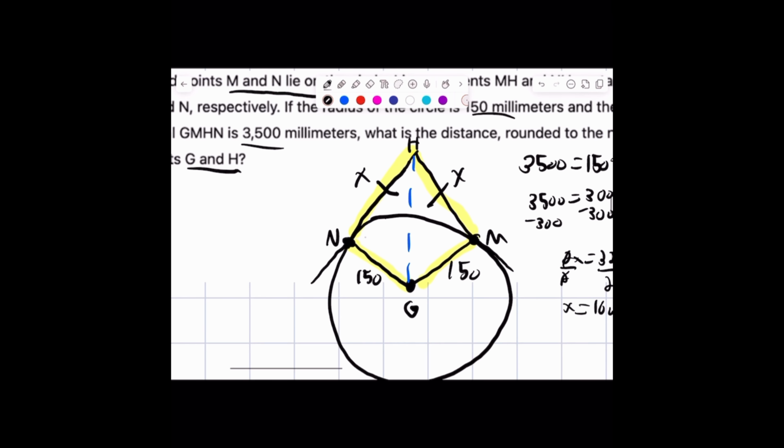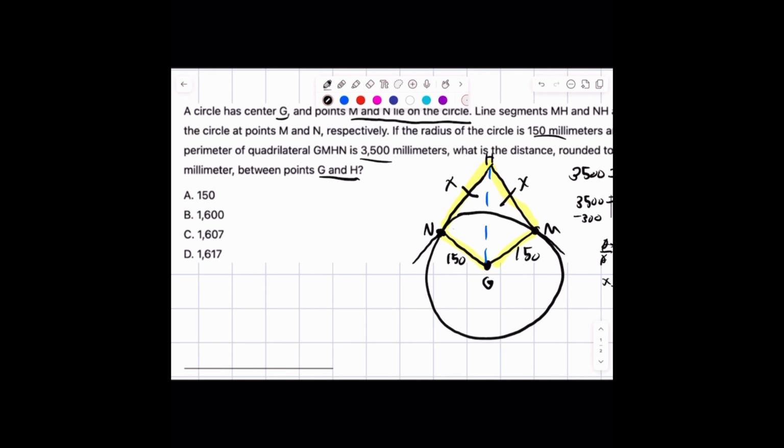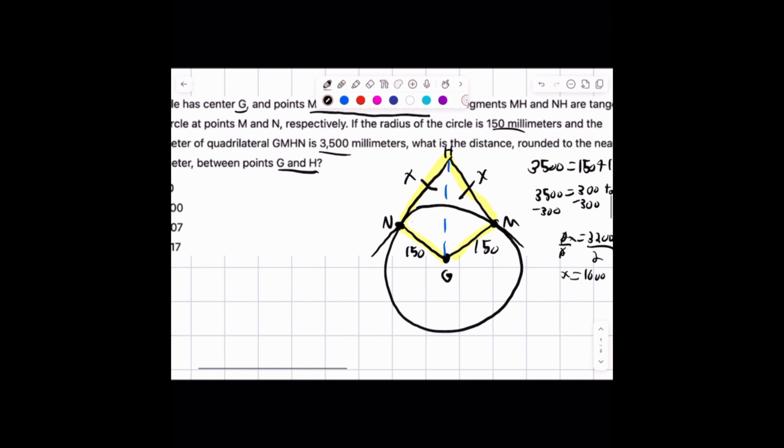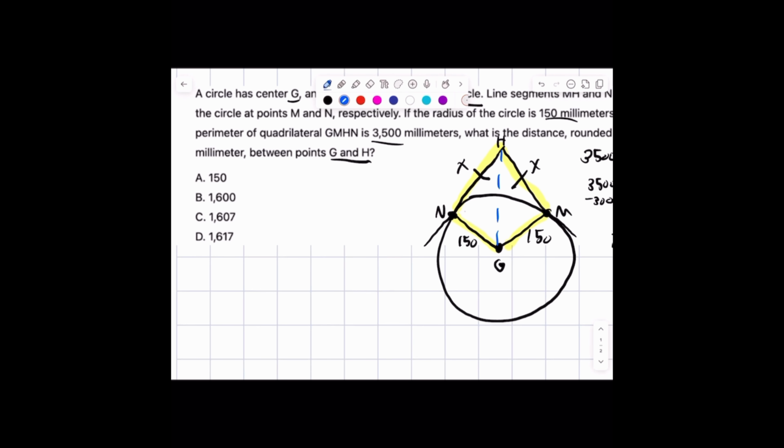Now, here's a common mistake. People will see 1600 and just assume that, oh, answer B 1600 is right. But no, this is the distance between NH, so N and H, or M and H. But we're not asked to solve for that. As you can see, we're asked to solve for G and H, which is this right here. So how can you solve for that?